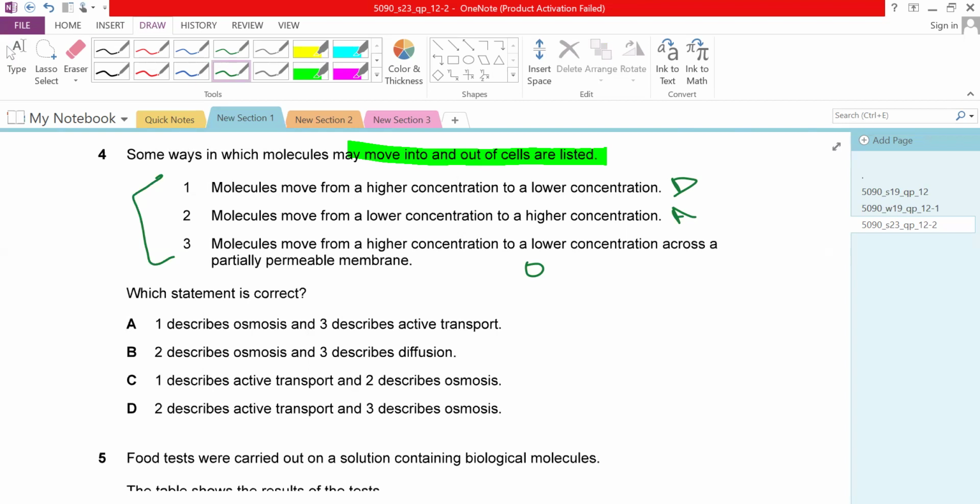Statement 1 describes osmosis? No. Statement 2 describes osmosis? No. Statement 1 describes active transport? No. Statement 2 describes active transport? Yes. And statement 3 describes osmosis? Yes. So option D is correct for question number 4.